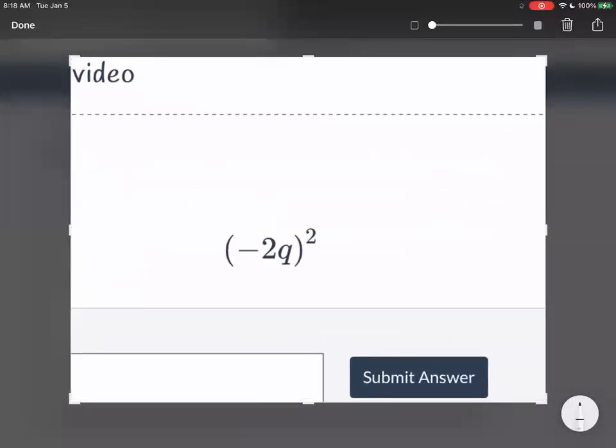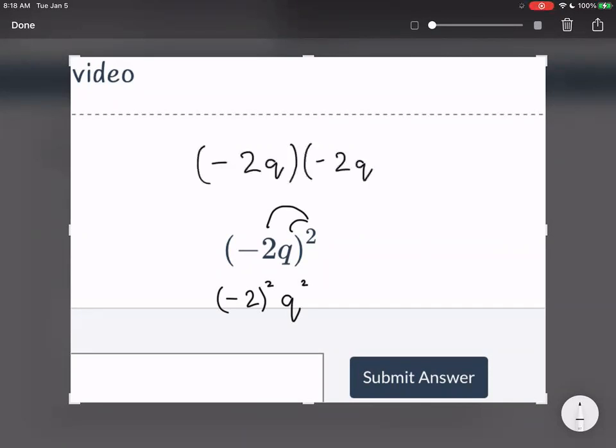Okay, and as you can tell, we have a -2q squared. So it's a little bit different from the last one, but all we have to do is take this squared and kind of distribute it to everything that's in the parentheses. So it's a -2 that's squared and a q that's squared. Another way you can think about it is -2q times -2q, because when something is squared, it just means it's multiplied by itself. Both of these are going to give us the same answer.